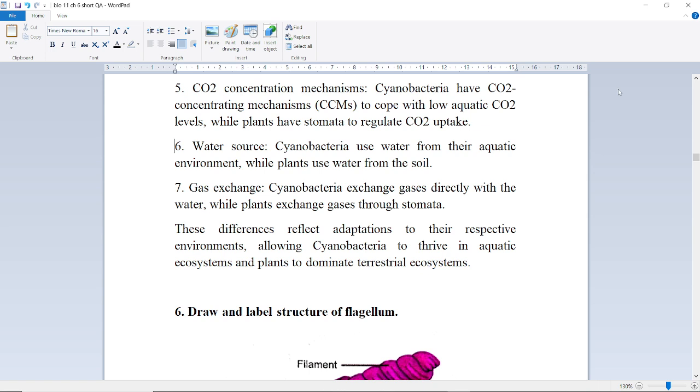Next is water source. Cyanobacteria use water from their aquatic environment, while plants use water from the soil. Gas exchange. Cyanobacteria exchange gases directly with water, while plants exchange gases through stomata. These differences reflect adaptations to their respective environments, allowing cyanobacteria to thrive in aquatic ecosystems and plants to dominate terrestrial ecosystems.